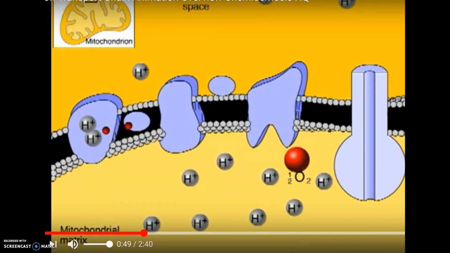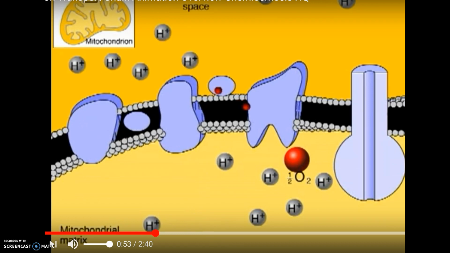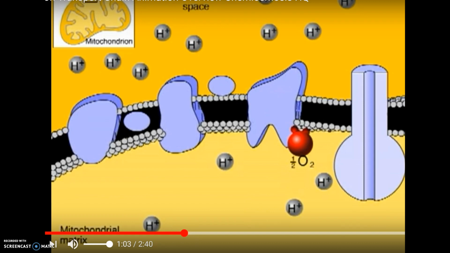The energy given up by the flow of electrons is used to pump hydrogen ions from the mitochondrial matrix into the intermembrane space. Oxygen captures the electrons in the very last step in electron transport. The last complex adds a pair of electrons to an oxygen atom and 2 hydrogen ions, forming water.